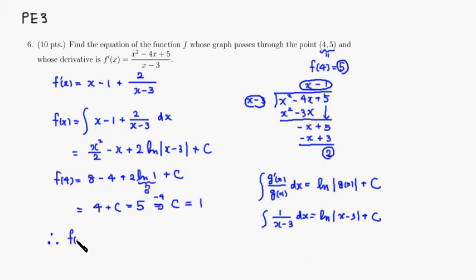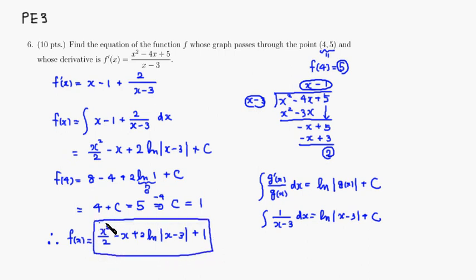So therefore we have a complete formula for f of x. f of x is equal to x squared over 2 minus x plus 2 natural log of the absolute value of x minus 3, plus some constant c, so plus 1. This is the f of x that we are looking for. All right, that's it. I hope that this was clear.